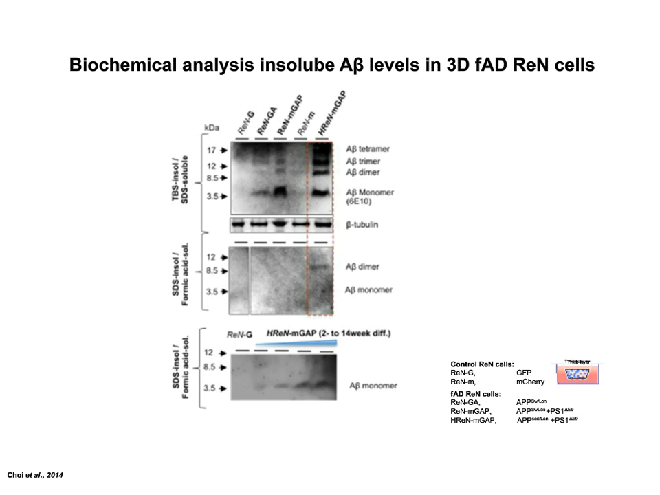And we can even see, in the SDS insoluble, formic acid soluble fraction, that A beta stays there, which is an extremely aggregated species. We checked the time course, and we found that starting from 2 weeks up to 14 weeks, these aggregated A beta species increase proportionally.